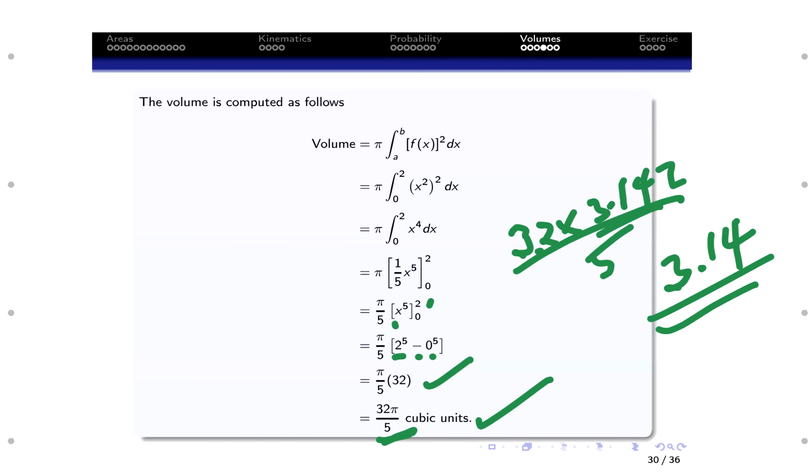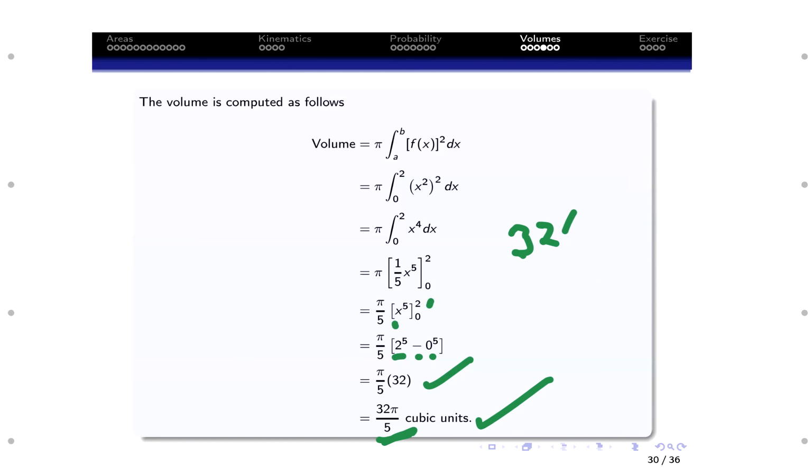But I mean, sometimes it looks cuter to just leave it in terms of pi. So for f of x equals x squared, revolved around its axis completely, it forms a revolution whose volume is 32 pi over 5 cubic units.